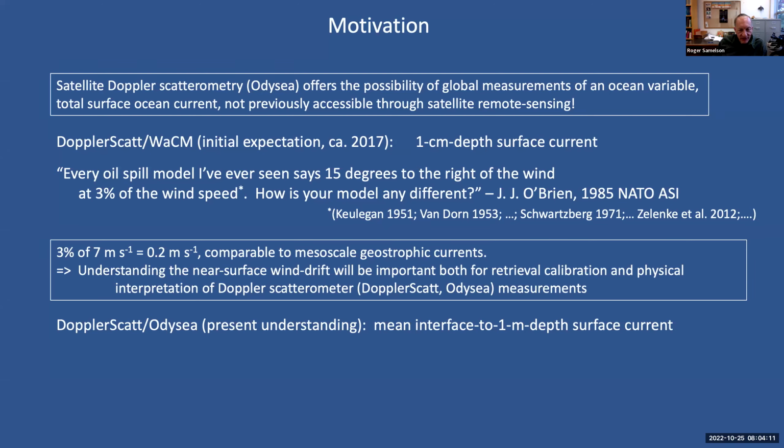Now, present understanding is actually that the measurement, and Ernesto could comment on this with much more understanding than I have, is an effective average of something like the upper meter of the surface current, and this is because the Bragg scatters turn out actually to be bound to the larger scale gravity waves. But the 1 meter depth probably reduces, as you'll see in this model at least, the response to about 1%, but it's still significant. It's still something that we need to try to understand.